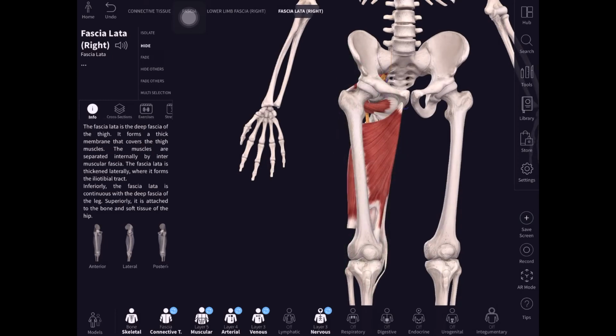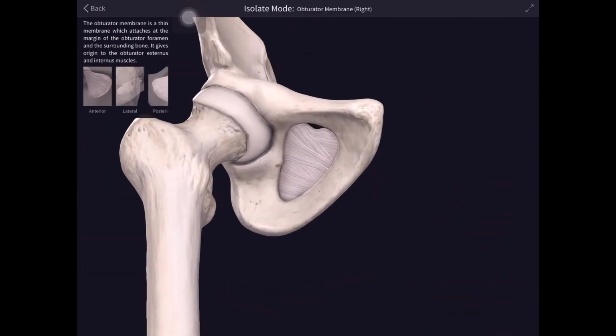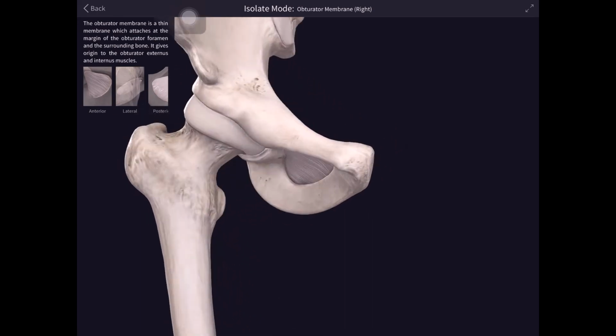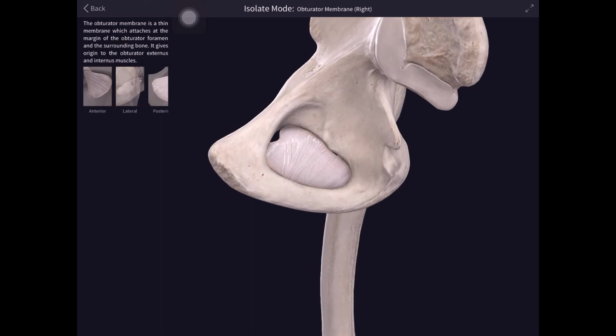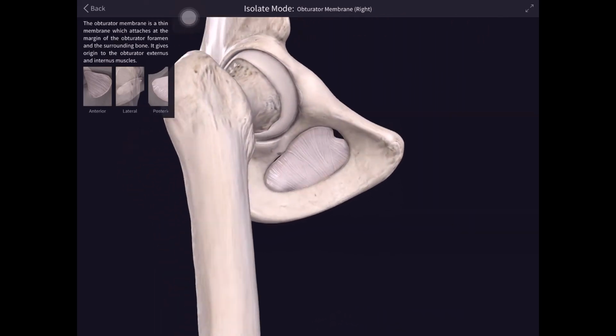Okay, now I need the membrane. So you see here there is a membrane. I select this and isolate. Now you see that's a membrane. You see this side, outside you have the muscle obturator externus, inside you have the muscle obturator internus. So in between them you got the membrane. This is what we call the obturator membrane.